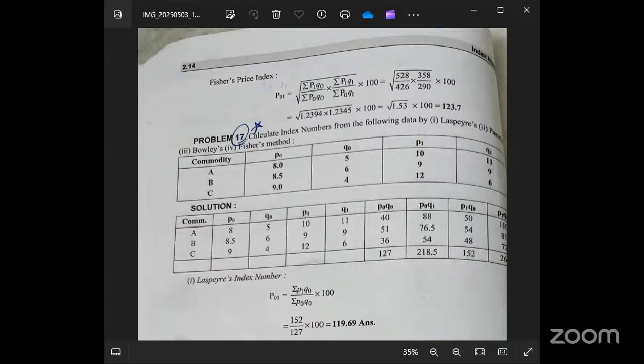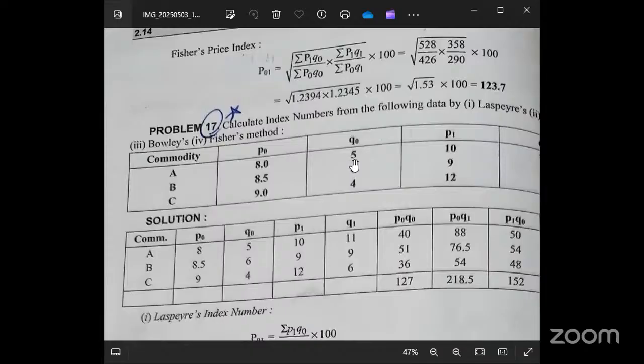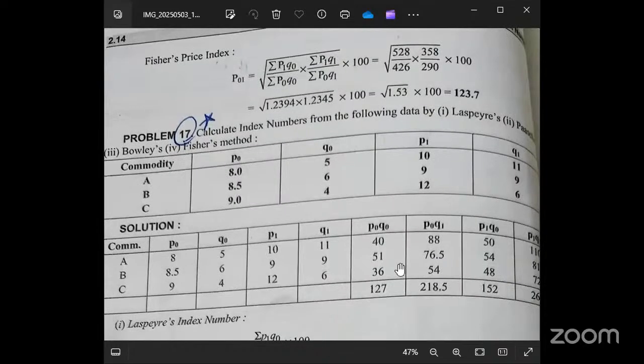So we got this problem, and the next one is: calculate index numbers from the following data by using Laspeyres, Paasche, then Walsh method, Fisher's method. So here they have given the data, and see how we have constructed the table.